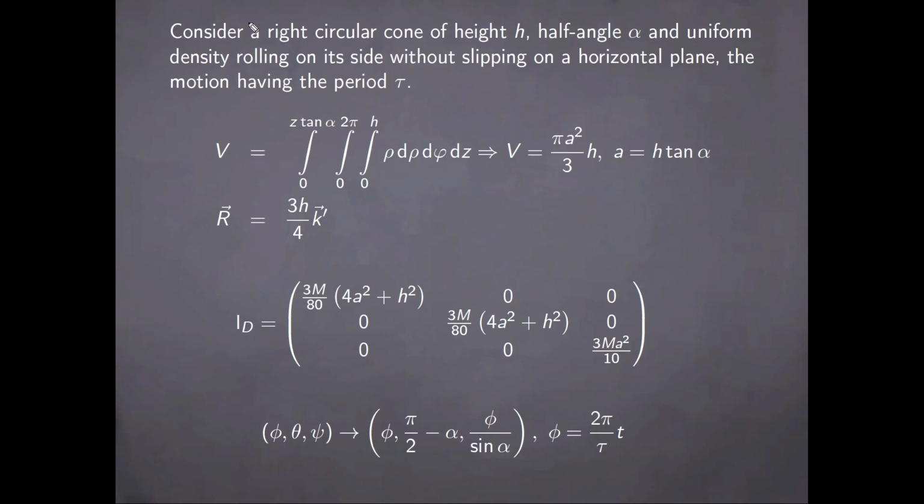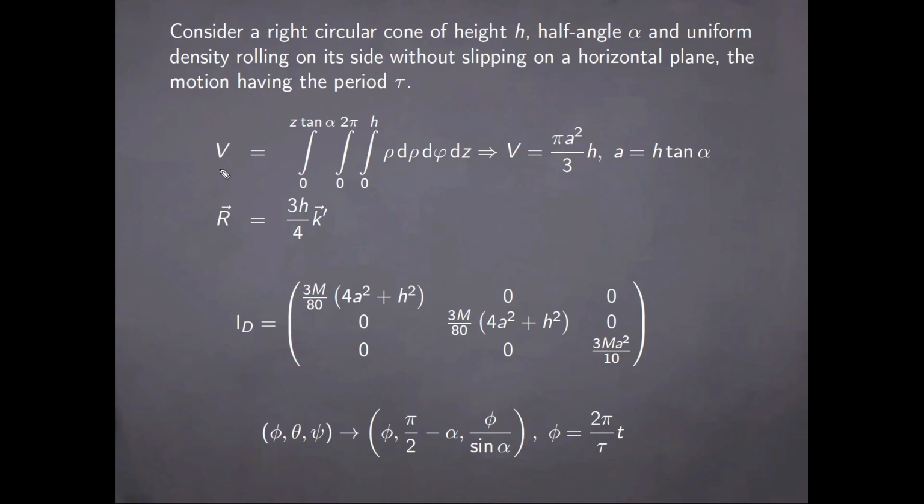Now we are to consider a right circular cone of height h, half angle alpha, and uniform density, rolling on its side without slipping on a horizontal plane, the motion having the period tau. What we want to do this time is to find expressions for the angular momentum and kinetic energy of the cone.